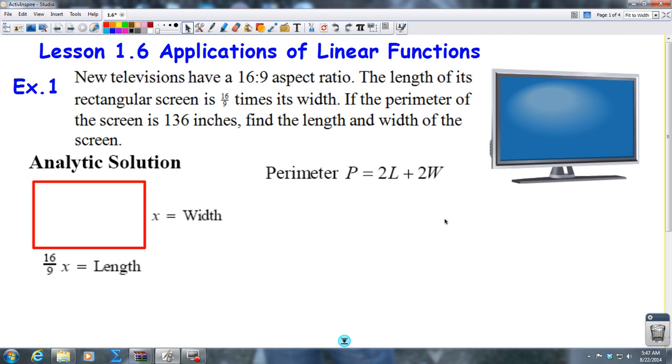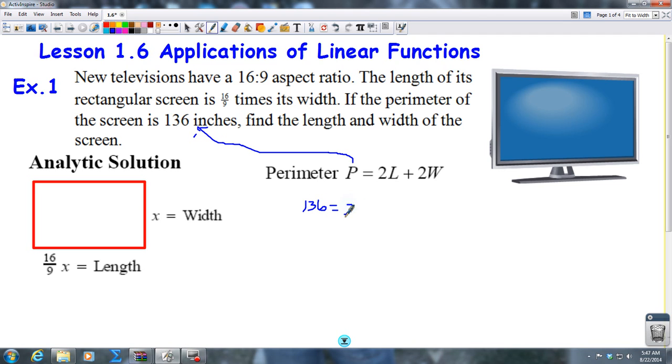So here's what we're going to do. We're going to take this perimeter formula, which should look very familiar to you for a rectangle. Every rectangle has two widths and two lengths. So we're going to fill in everything we can about this formula and work it out accordingly. They gave us that the perimeter of this particular rectangle, which is a TV, is 136.